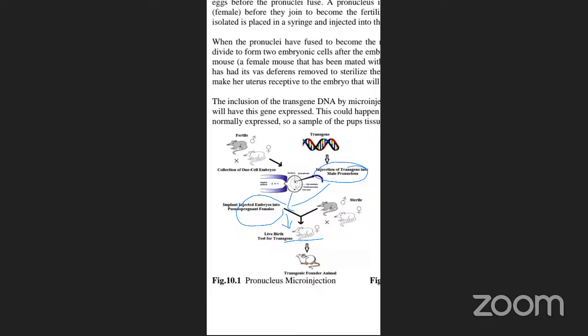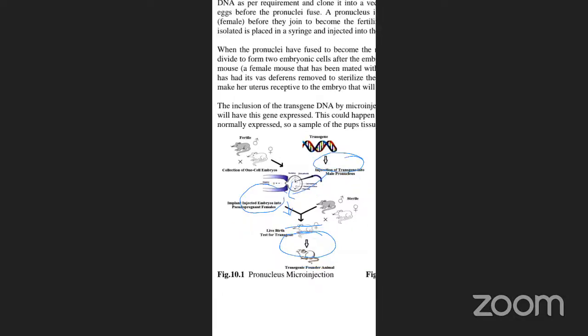Now this will become the transgenic founder animal. That is, it is now the first animal with the transgene. From this animal, you can actually produce transgenic animals. Is it clear? No, ma'am, I have not understood. Just a second.